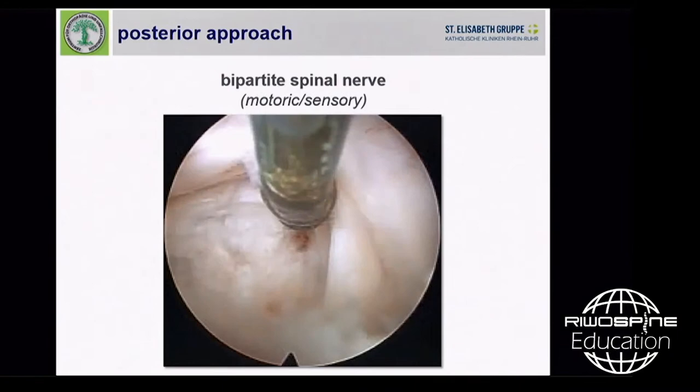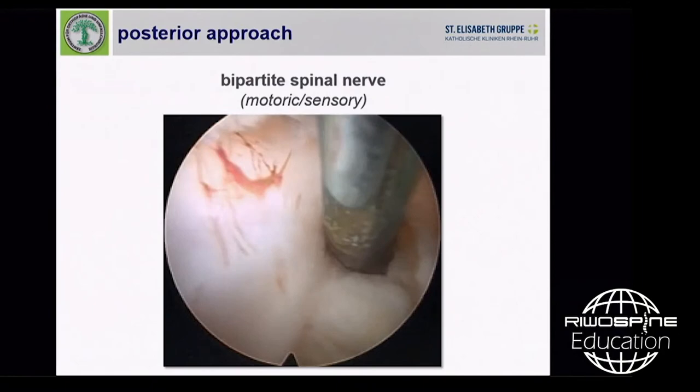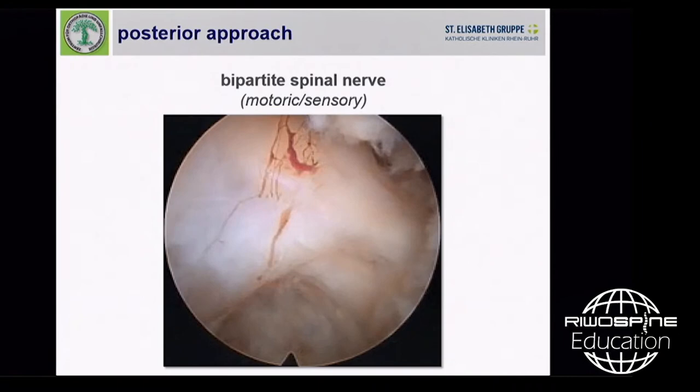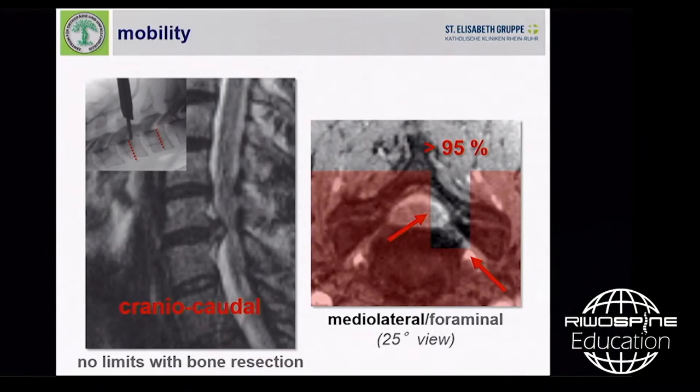Other things, you know that from the literature, we find a lot of variations. Here, for example, a bipartite spinal cervical nerve with one motoric and one sensoric fascicle. Sometimes you see really a lot of different things. Always be aware of that when you prepare the cervical spine.